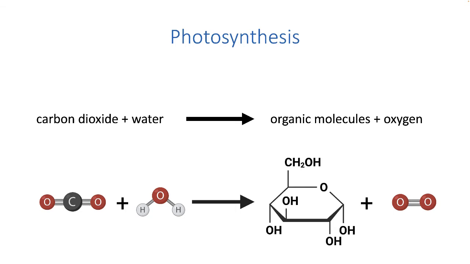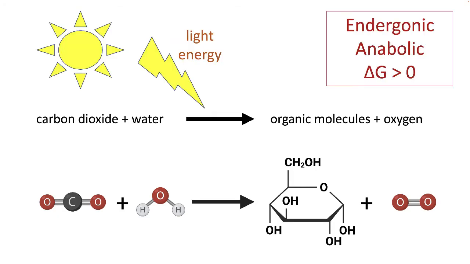The simplified reaction for photosynthesis looks like this. Water and carbon dioxide react to form organic molecules such as glucose and release oxygen as a byproduct. Light energy is required for this endergonic anabolic process. The actual process is far more complex than this equation suggests, but this is a good way to summarize it.